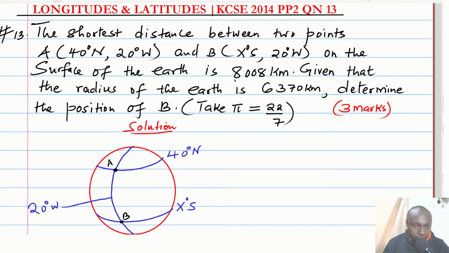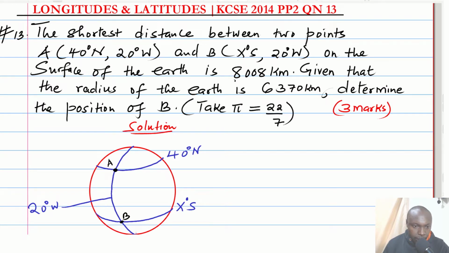The shortest distance between 2 points A (40 degrees north, 20 degrees west) and B (x degrees south, 20 degrees west) on the surface of the earth is 8008 kilometers. Given the radius of the earth is 6370 kilometers, determine the position of B. Take pi to be 22/7.